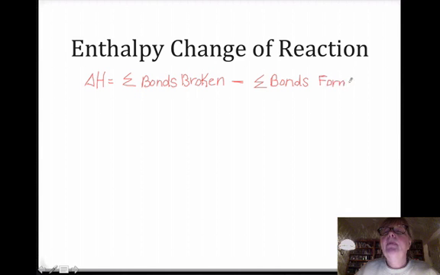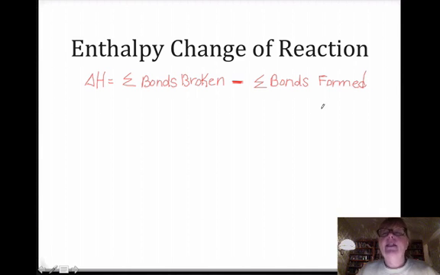Now remember, this just kind of makes sense. It takes energy to break bonds. Energy is given off when bonds are formed. So you're looking up the bonds that are broken and those energies, and then when these bonds are formed, energy is given off, and those values would be negative. And so this negative sign is really important there because this is exothermic.